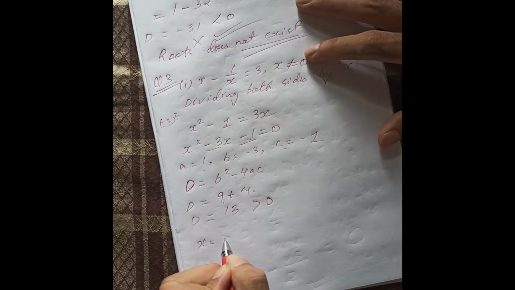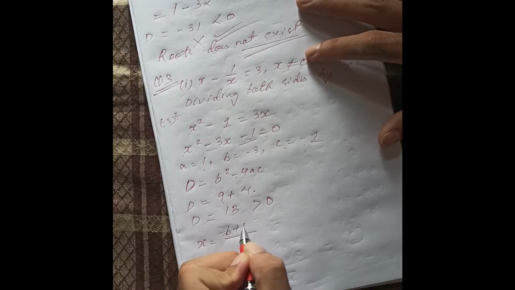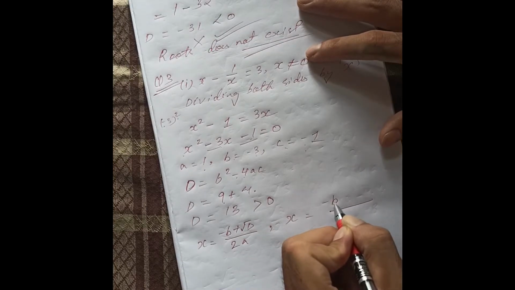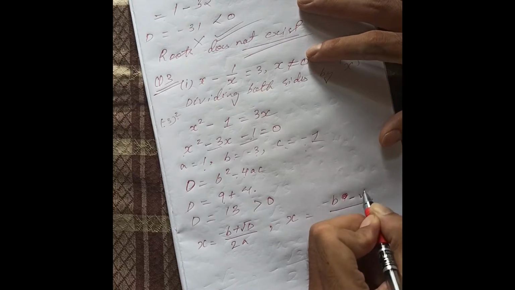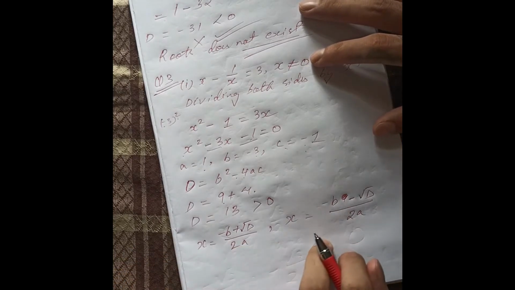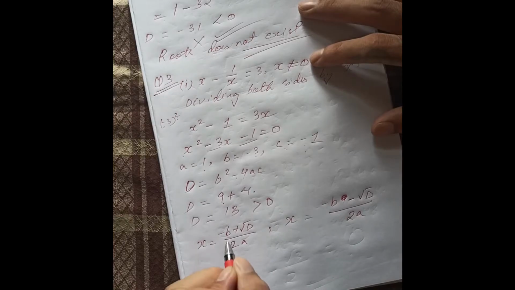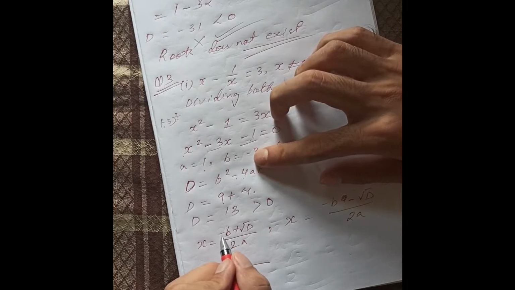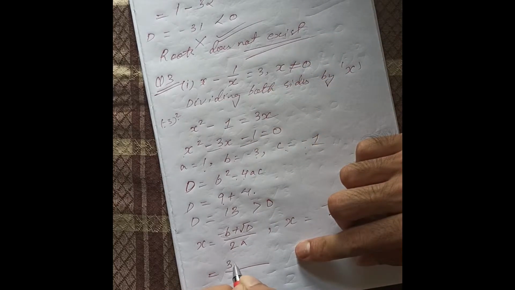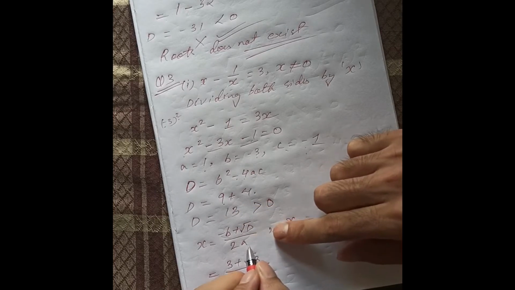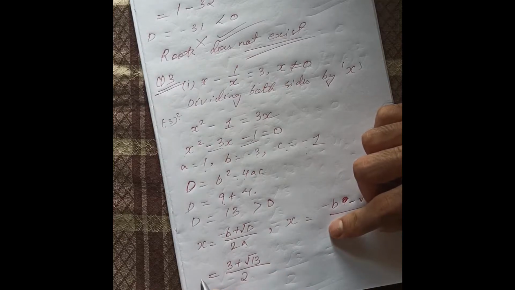x equals minus b plus or minus root of the discriminant by 2a, and the other root will be minus b minus root of the discriminant by 2a. These two will be the roots. Let's put the values here. Minus b, b is minus 3. So minus into minus will become plus, and it will become 3 plus root of the discriminant, 13, by 2 into a. 2 into 1 is 2.